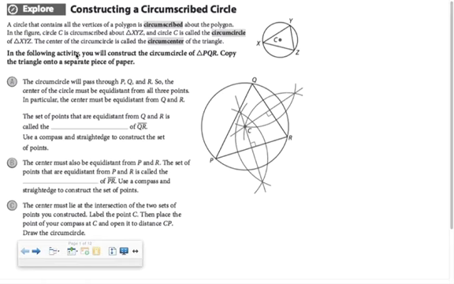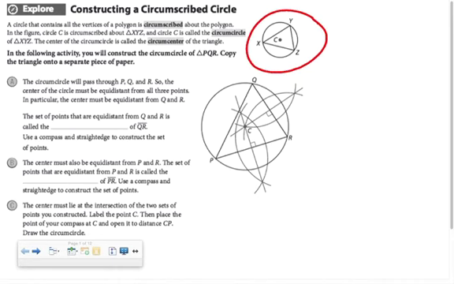In this module, we're learning about segments in triangles, and we're starting with the perpendicular bisectors of a triangle. In this particular explore activity, there's some vocabulary, so make sure you notice that when a circle contains all of the vertices of a polygon, we say that the circle is circumscribed about the polygon.